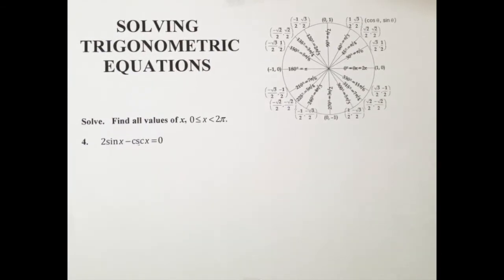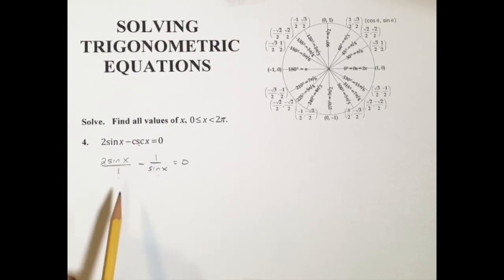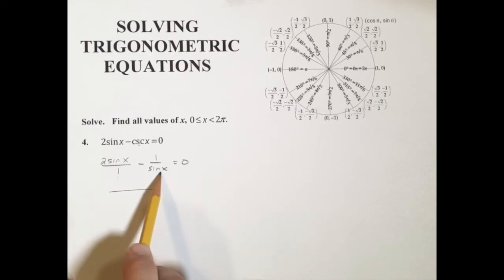Cosecant of x is equivalent to 1 over sine of x. So I still have 2 sine x minus cosecant of x. Let me apply the McFarlane method of adding and subtracting fractions. I know a fraction minus a fraction equals a fraction, and my new denominator, I just multiply the denominators.